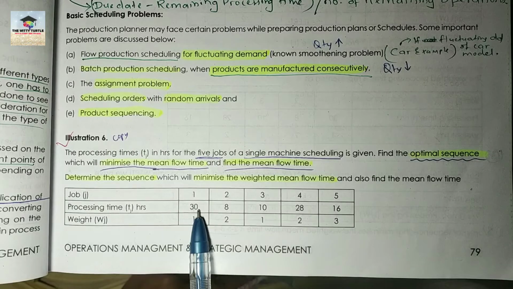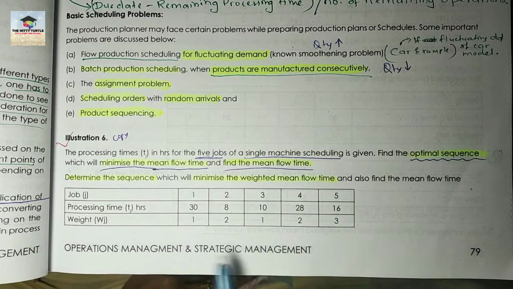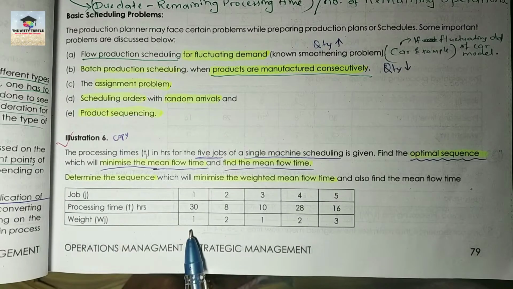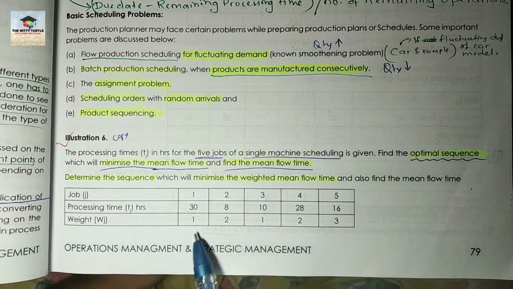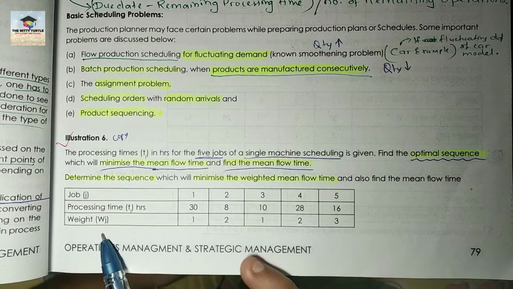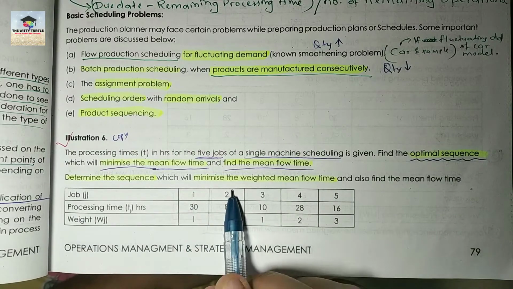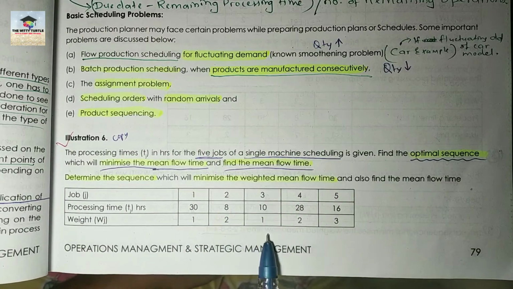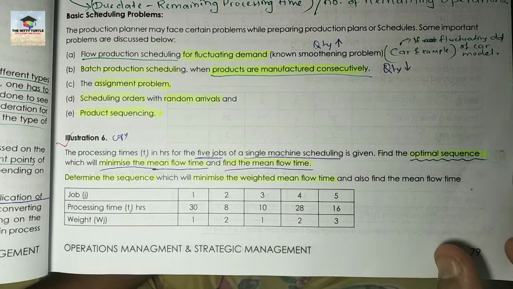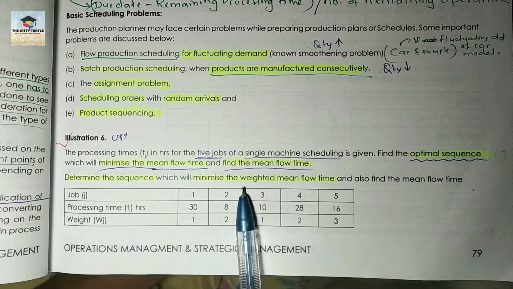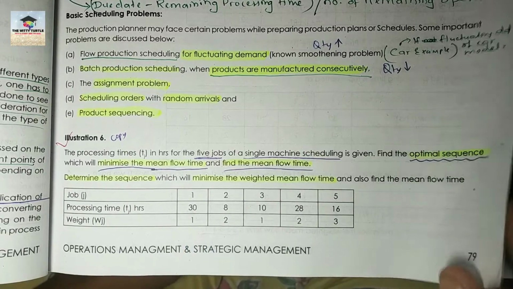And here the processing time is given. For job 1 it is 30 hours, for job 2 it is 8 hours, and likewise for the rest 3 jobs. And the weight is also given here. If you have an old book, then in the old book the weight is not given, but in the new book the weight has been given. So the weight for the jobs are, for job 1 it is 1, for job 2 it is 2, for job 3 it is 1, for job 4 it is 2, and for job 5 it is 3, right? So what is weight? You have to calculate the weighted mean flow time. So for that, weight has been given here.